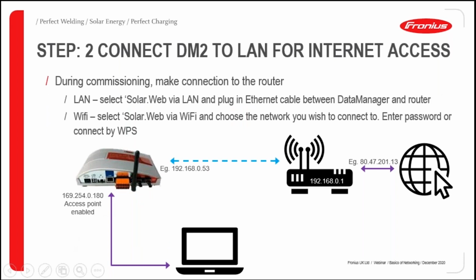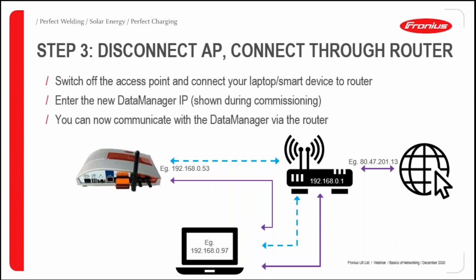Once we've done that, we'll then establish the connection between the data manager and the router. So this will be done obviously by selecting the options within the data manager embedded browser interface. And then the final thing we'll do is connect the laptop to the router so that we can talk to the router, to the internet, and to the data manager, all through the same connection.